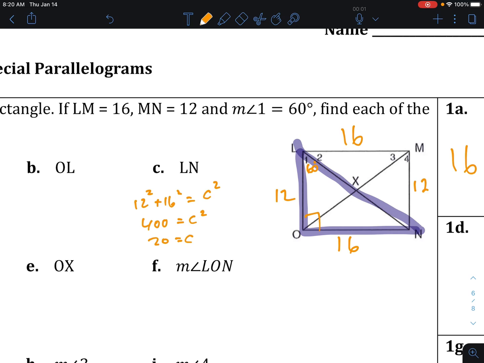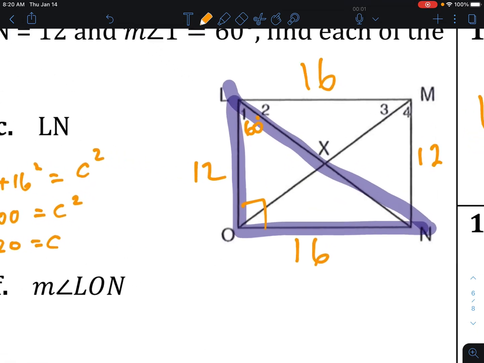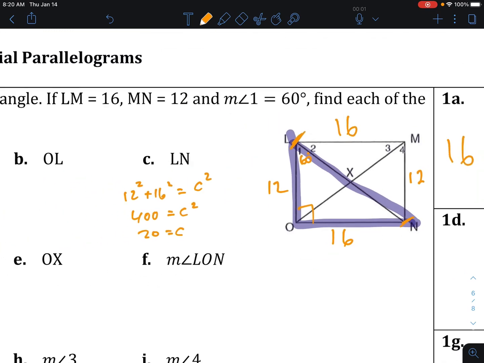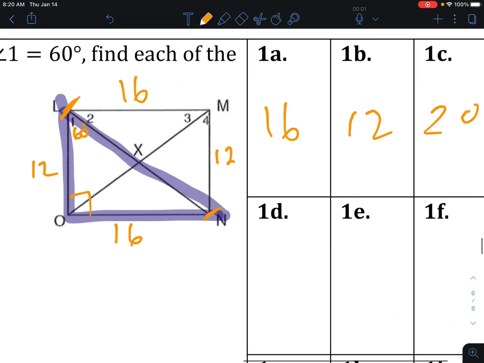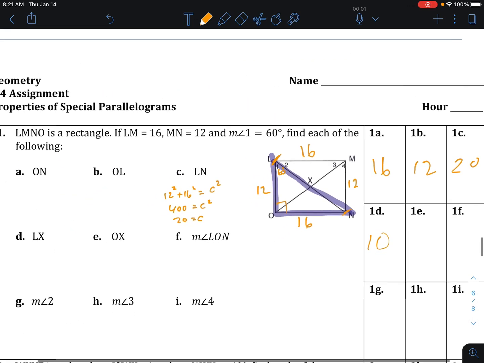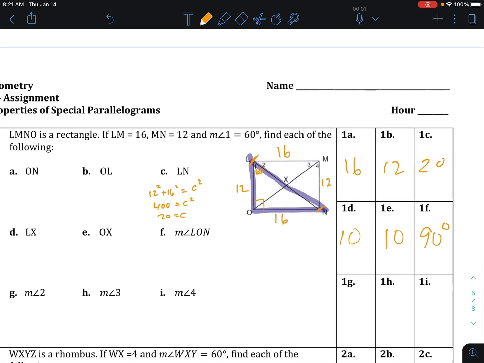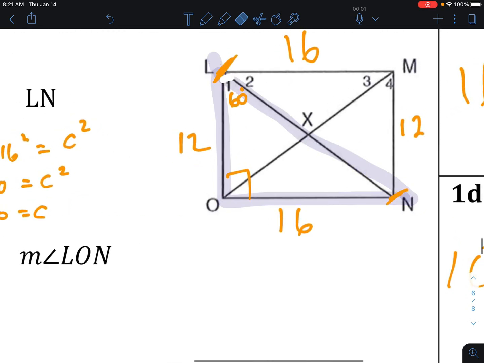All right, then it says find LX. Well, since this is a parallelogram, and parallelograms' diagonals bisect each other, if LN was 20, right, if the whole distance from here to here was 20, that means the distance from L to X is 10 and X to N is 10. So LX is 10. OX, well, the diagonals are congruent, so OX is going to be the same as LX. LON, we already said, was 90 degrees. We used that.